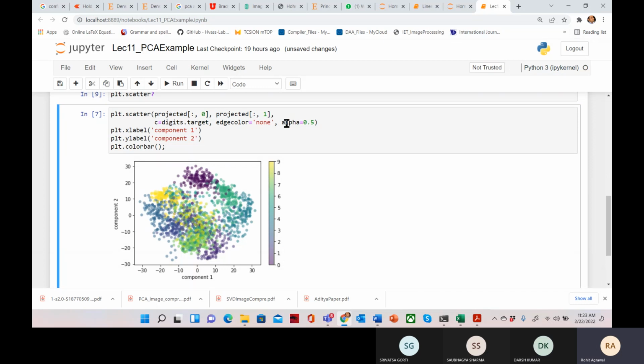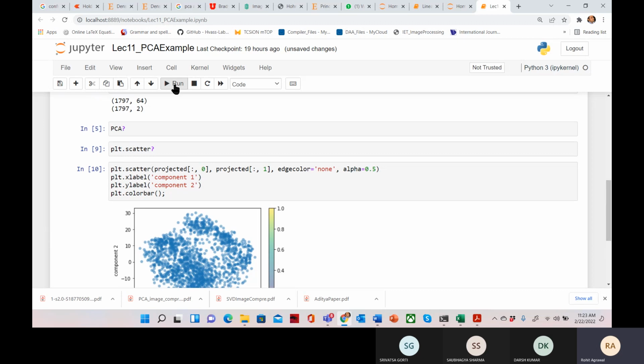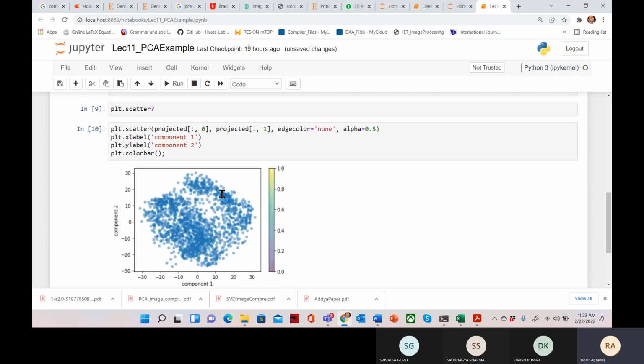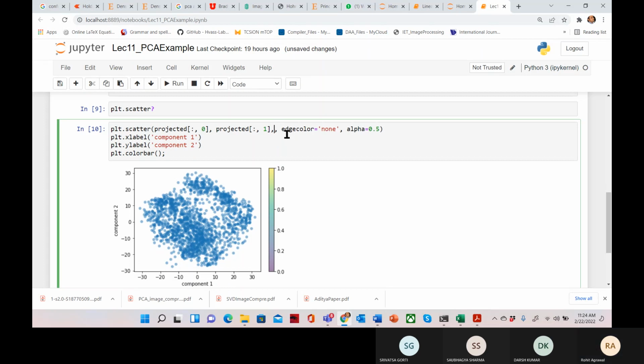No. Suppose I remove this. This is the lab part. Suppose I'm just removing this and see what will happen. All colors are the same. So you can't differentiate which one is the 0 digit, which one is the 1 digit, which one is the 2 digit.